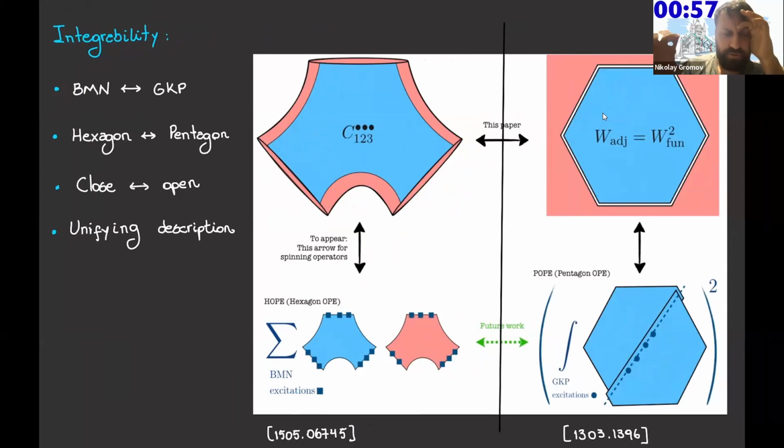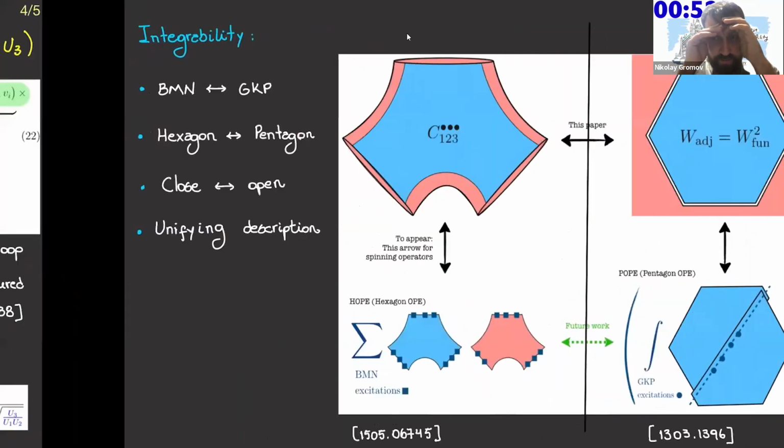So I could ask, so these states and 3-point function are already kind of GKP strings, right?